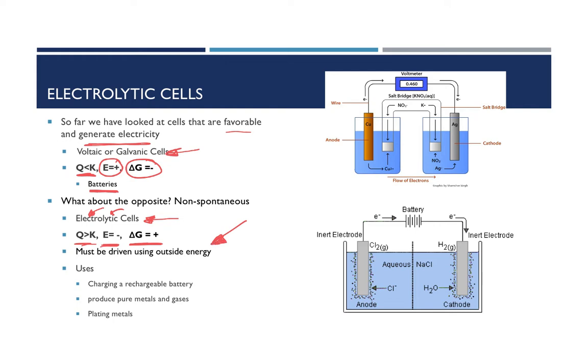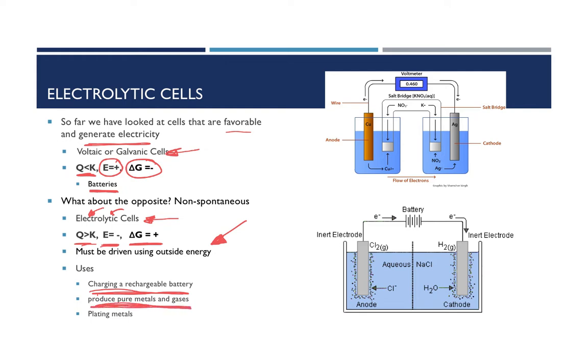So where would this come into play? Why would you ever want to do this? Well, one use is rechargeable batteries. Over time, the voltage of them gets lower and lower, and eventually it goes dead. When we want to recharge it, we have to reverse the redox reaction to regenerate the chemicals that were in it to begin with, so that it can run again.